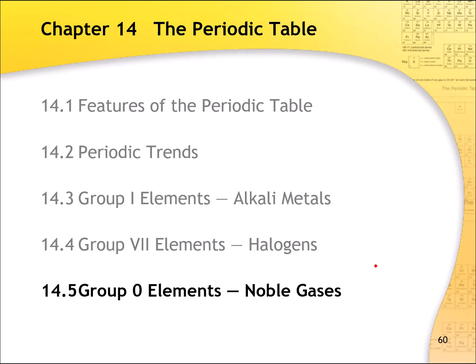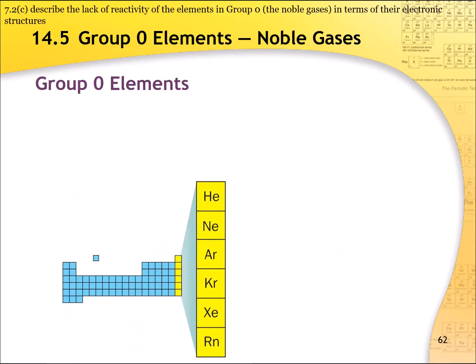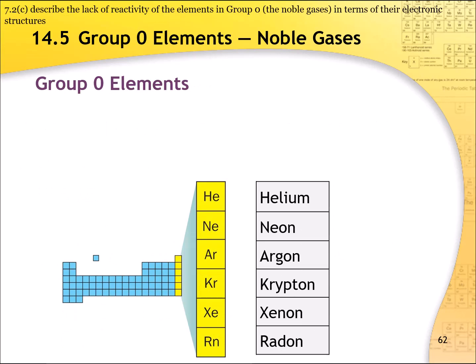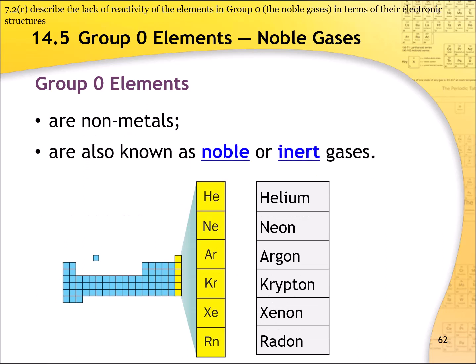Group 0 elements, the noble gases. We don't study much about noble gases. We just need to know that they are unreactive. And why are they unreactive? Their lack of reactivity is because of the electronic structure. Now, what is the group 0 element? It's the last column, the right-hand side last column. These are the noble gases. They're all non-metals and they're called noble gases or inert gases.